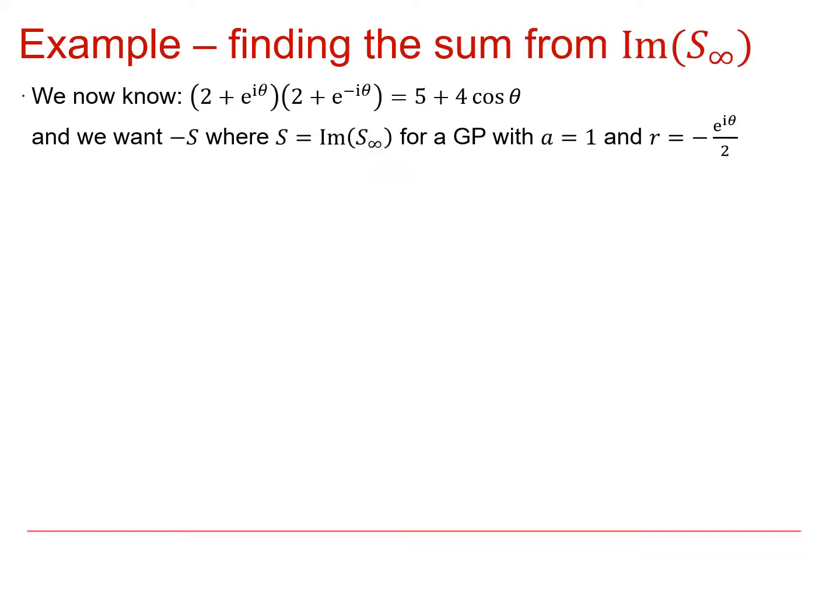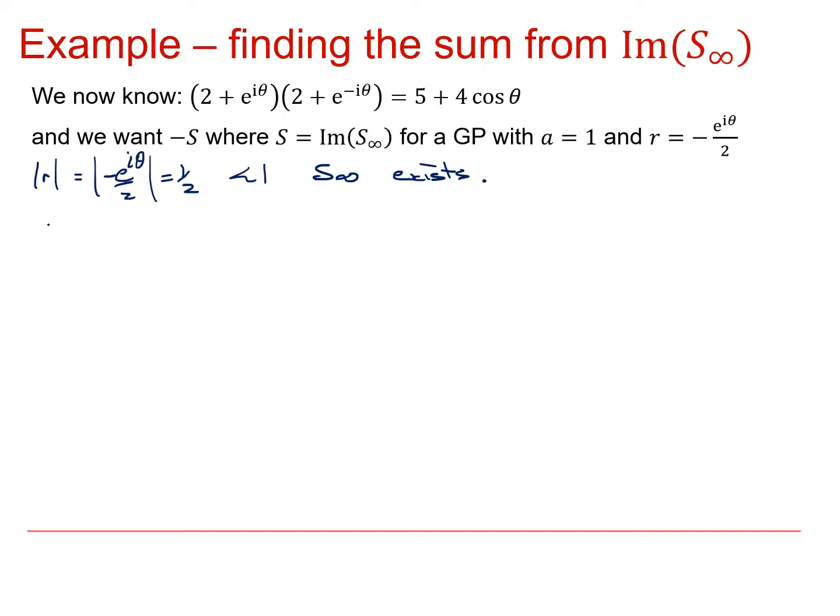So moving on from there then, this is where we'd got to. We'd established this result, and we want minus S, where S is the imaginary part of the sum to infinity for this thing here. So let's look at S to infinity. Well, the first thing we need to check is whether or not it exists. And if we look at the modulus of r, that's going to be the modulus of minus e to the I theta over 2, which is just equal to a half. Now that's less than 1, so we're happy that the sum to infinity exists.